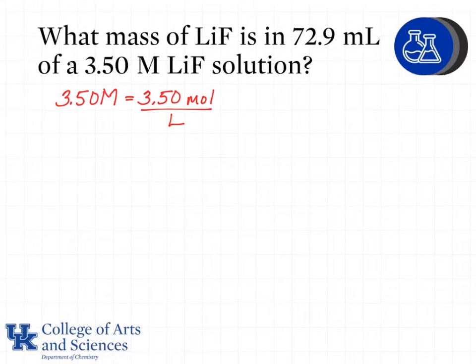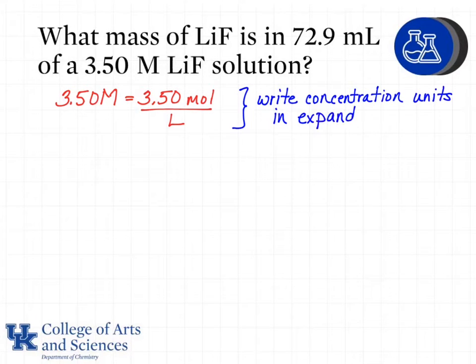Whenever I have a concentration unit, I always want to rewrite it in the expanded form so that I can see the two units involved in the concentration. This makes it much easier to identify the simple unit that I'm going to need to start my problem with. Whenever you see a concentration, always rewrite the concentration in the expanded form. We see we have 72.9 milliliters, which is my simple unit. So I'm going to start my problem with that.